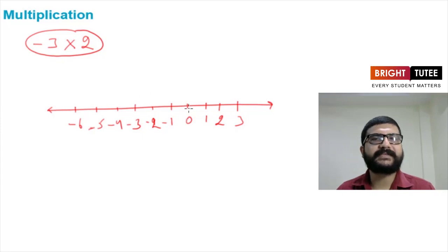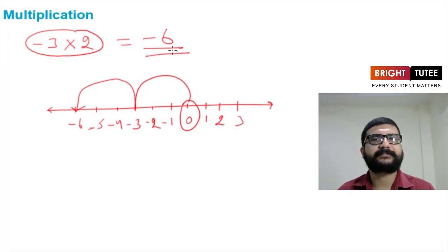So what we are doing basically, we are starting from 0 and then we have to make two jumps of 3 towards the left, as the number is negative here. So it will be like this. The first jump is of 3 steps. We reached minus 3. Now the second jump again of 3 steps, we will reach minus 6. So therefore the product of these two numbers, or multiplication of these two numbers, is equal to minus 6.